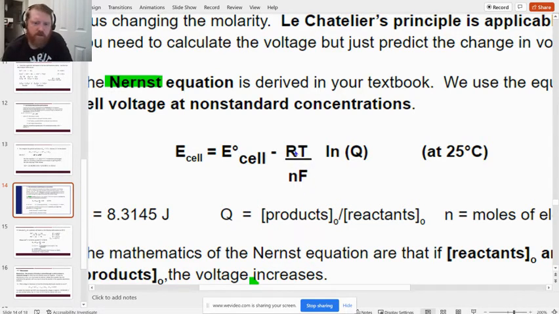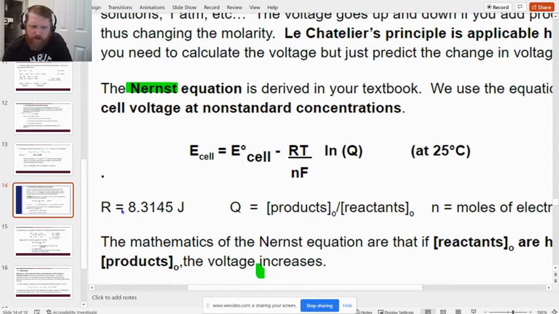RT over NF, where R is the value of R that's got joules in it. T is the temperature. This one's at 25 degrees Celsius. That'd be 298. N is the moles of electrons, just like we did a second ago. F is Faraday's constant, 96,500. Just plug in all of those things. And then the natural log of Q, the reaction quotient.